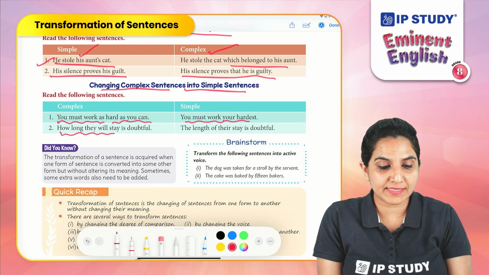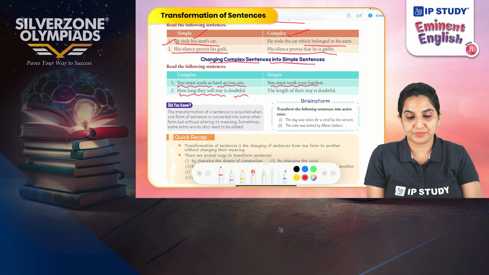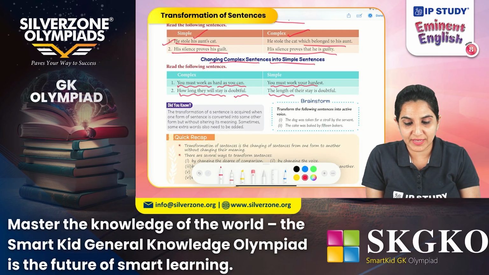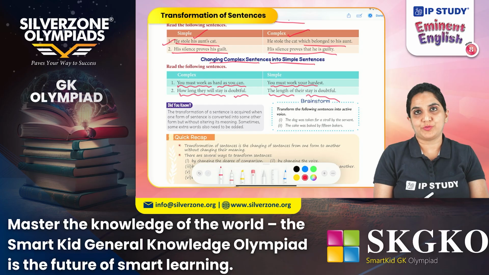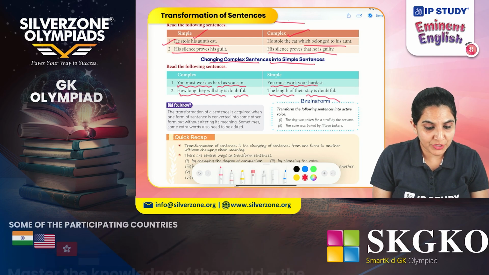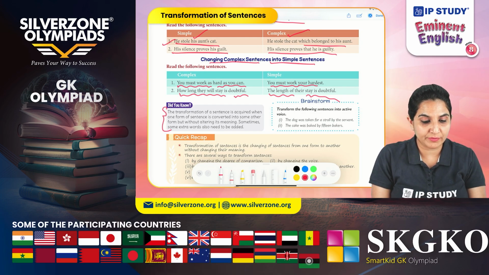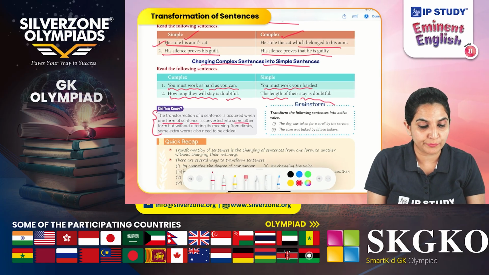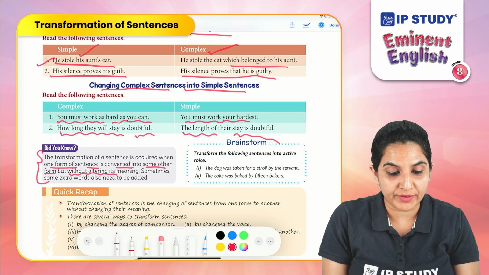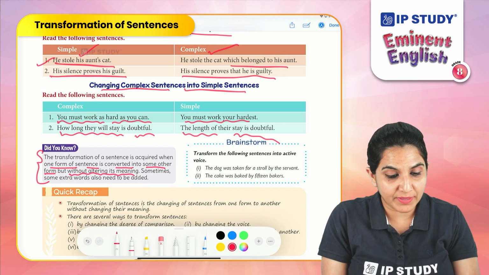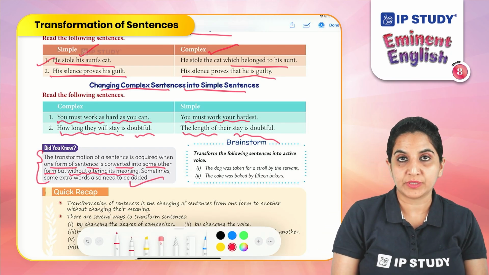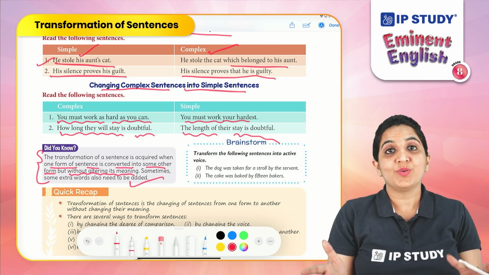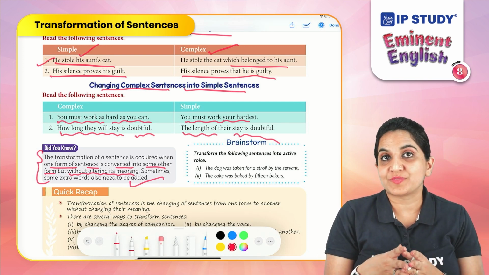"How long they will stay is doubtful." And we can change it into a simple sentence: "The length of their stay is doubtful." The transformation of a sentence is achieved when one form of sentence is converted into some other form, but without altering its meaning. Sometimes we may need some extra words to add into the sentence. So, this was all about transformation of sentences.